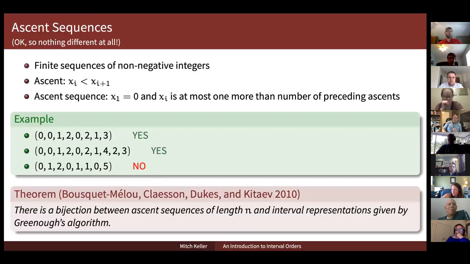Okay, I lied when I said these are something completely different. Bousquet-Mélou, Claesson, Dukes, and Kitaev in 2010 in the Journal of Combinatorial Theory Series A published a bijection between ascent sequences of length n and interval orders. They did not know about Greenough's algorithm, and so they didn't realize it was producing the interval representations from that algorithm we saw earlier. They described this bijection in an incredibly painful manner, because you add comparabilities and you remove comparabilities, and they have all these diagrams.